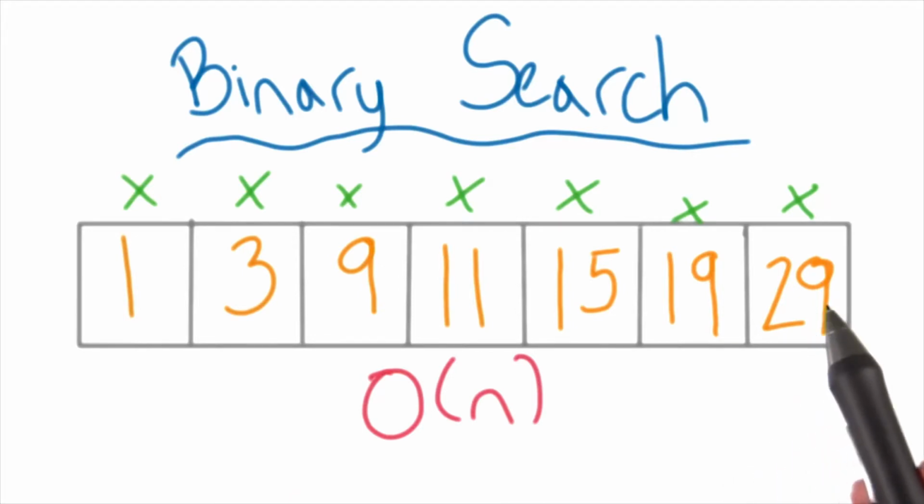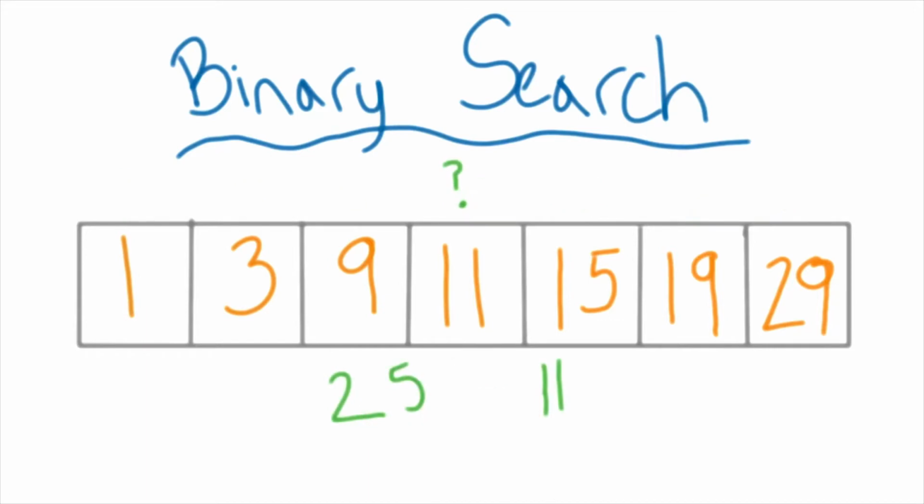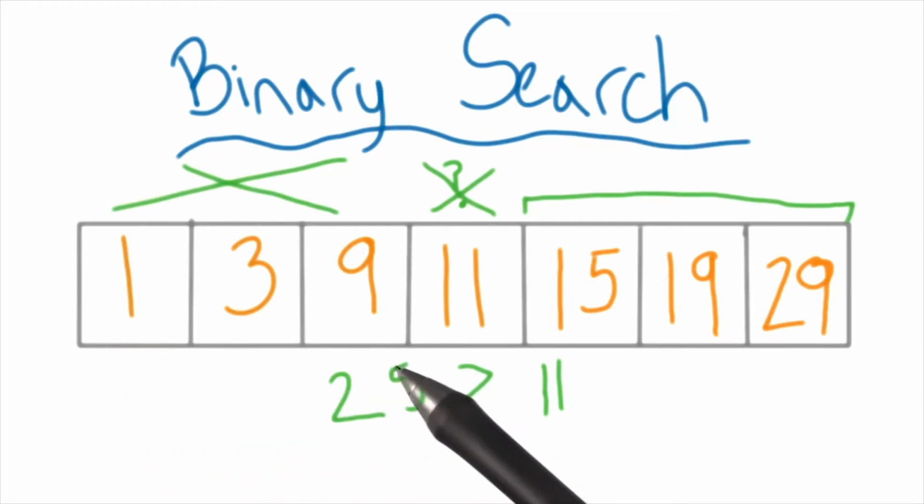Rather than starting at the end, let's say you started in the middle of the array. You could say, is my number bigger or smaller than the one in the middle? Since my number is bigger, I know that it'll have to be in the second half of the array. Now I don't even have to search the first half of the array.